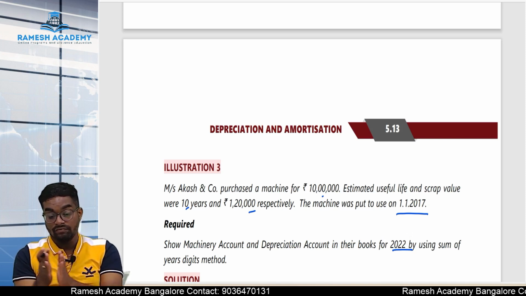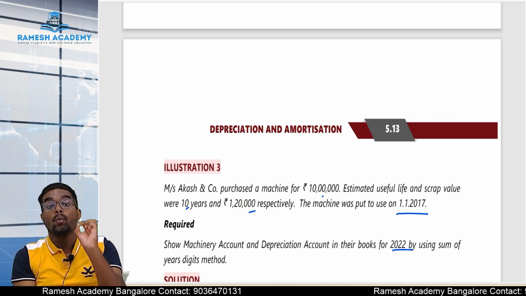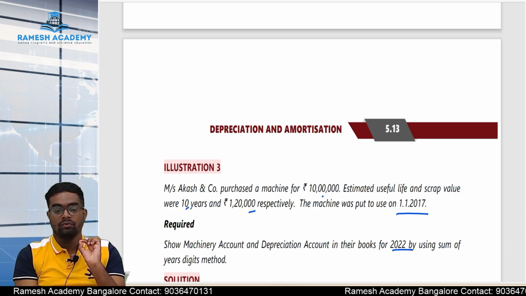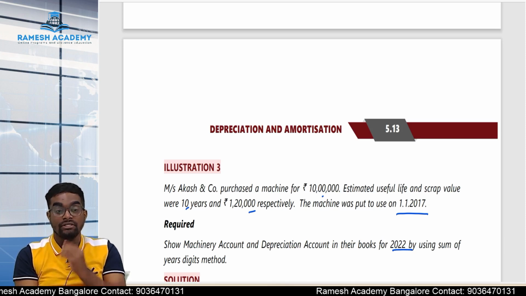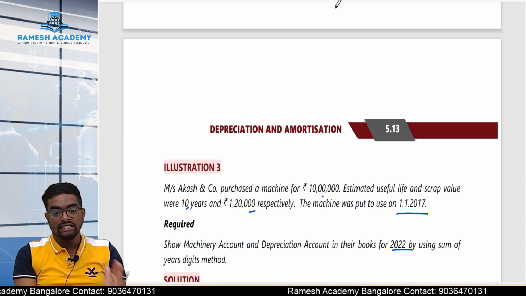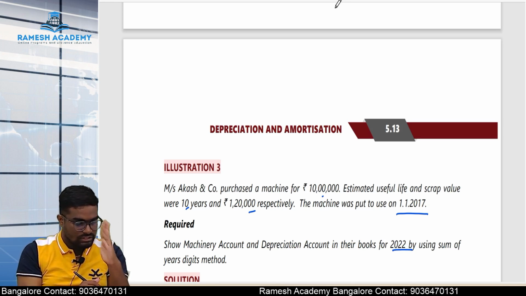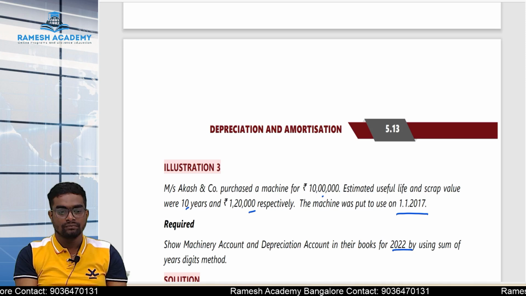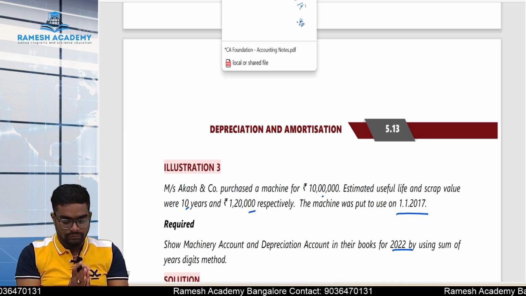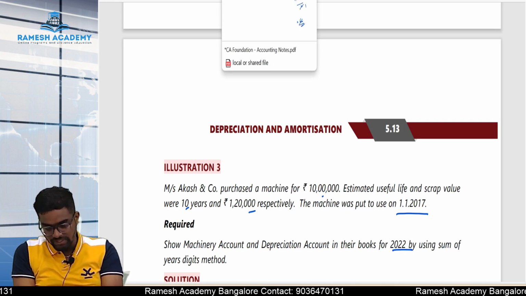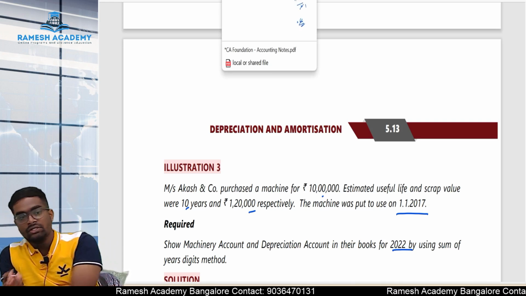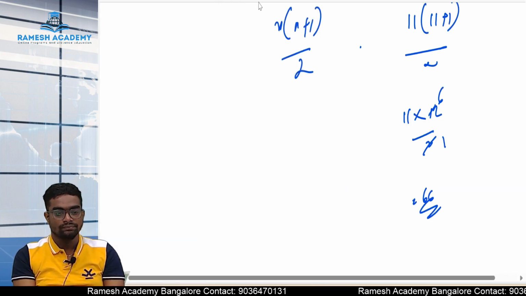So first we have to find out the written down value as on 1/1/2022. For that, what we have to do? We have to reduce the depreciation amount. So shall we calculate depreciation amount for 17 till 21? We can do manually also, which means first we'll reduce for 17, then for 18, 19, 20, 21. So you can do in total also.